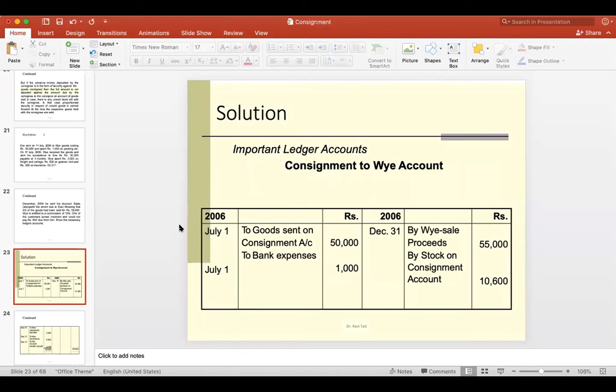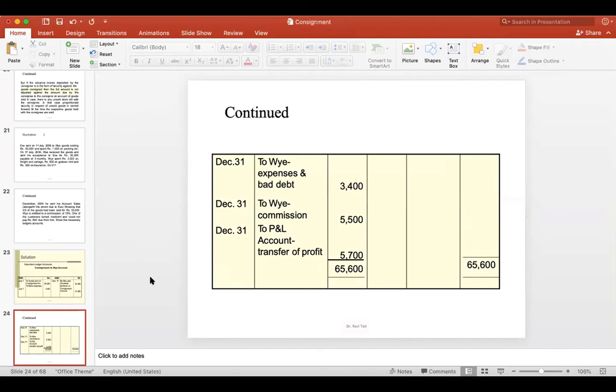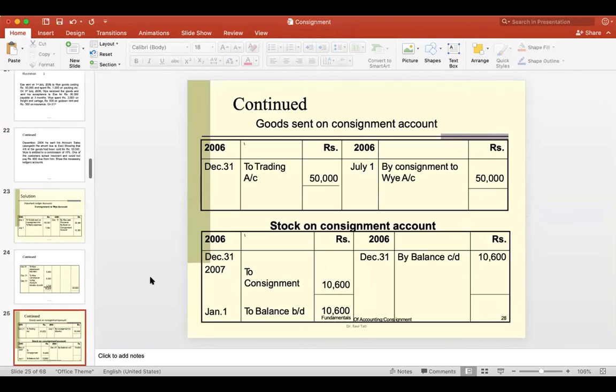Now sales, by sales. Who sold? Y sold the goods. By Y sales, 55,000. You should write not by sales, but by consignee sales, because it is the consignee who sells the goods. By consignee sales, 55,000. And by closing stock, stock on consignment. That is closing stock.